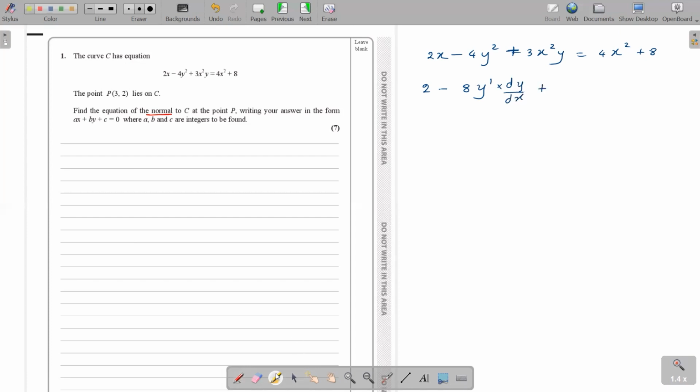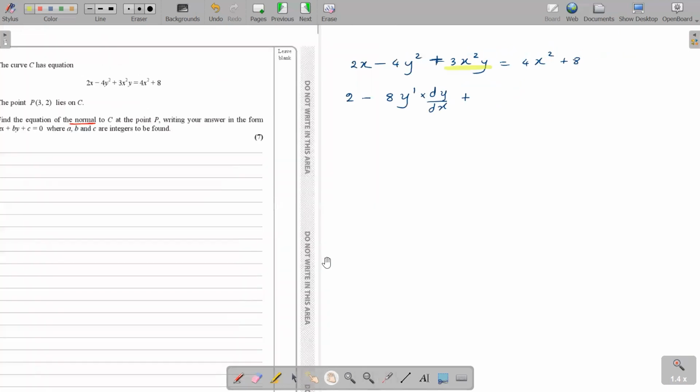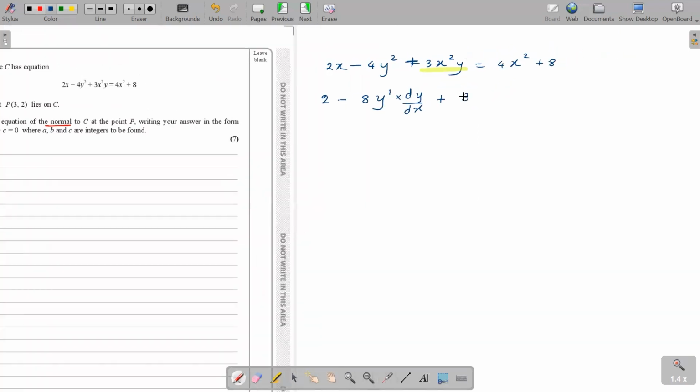Plus, now this is something you need to be really cautious about. Why do you need to be cautious here? 3x square y. You can see you have a product of two variables here, x square and y. So when you are differentiating, you must use the product rule. You keep 3x square waiting while y differentiates to give dy over dx, and then plus 3y waiting while x square differentiates. That becomes 2x, or you could directly write 6xy. If you are comfortable, you can directly go. And here 4x square differentiation is 8x, plus 8 differentiation is 0.